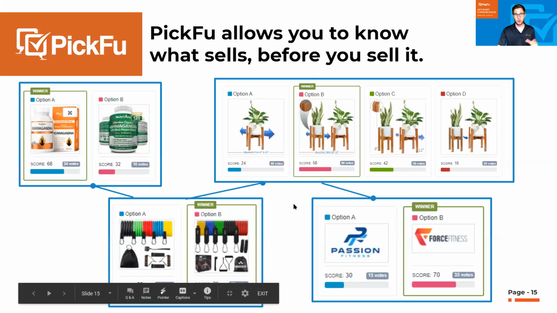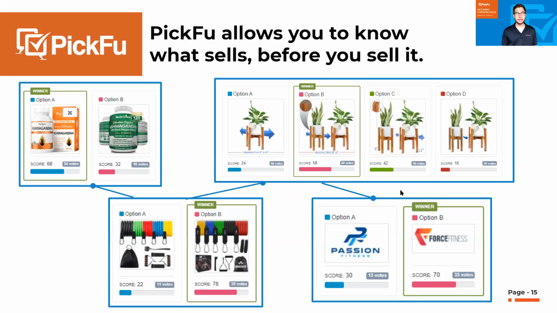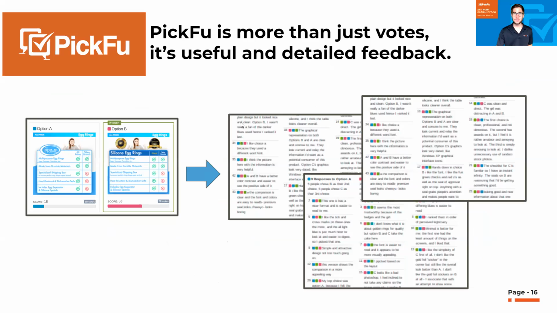So this is just a quick overview of what the PickFu user interface looks like. One thing I do want to mention is that here you see 4 options. It's not just a normal split test where you just have one option versus the other. You can actually test up to 8 options simultaneously. And this is what I was saying earlier, that PickFu is more than just votes. It's useful and detailed feedback.